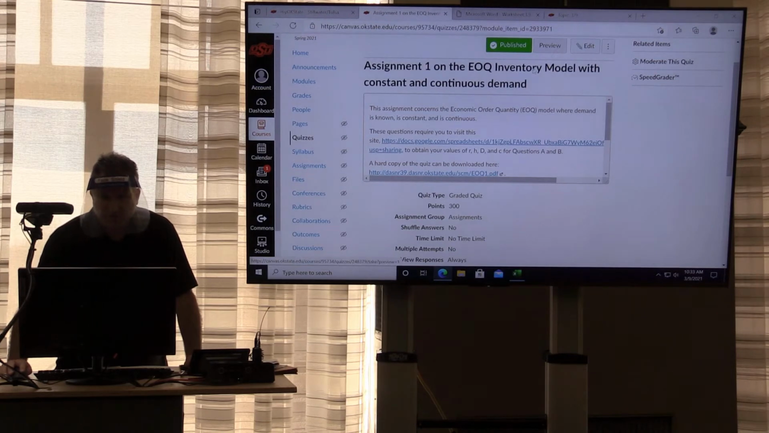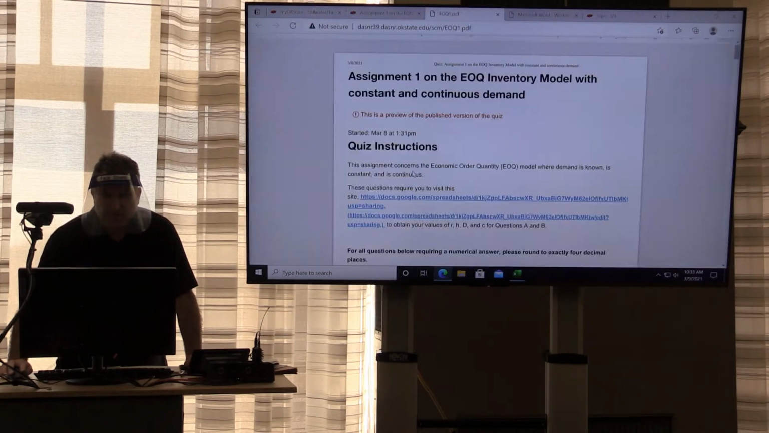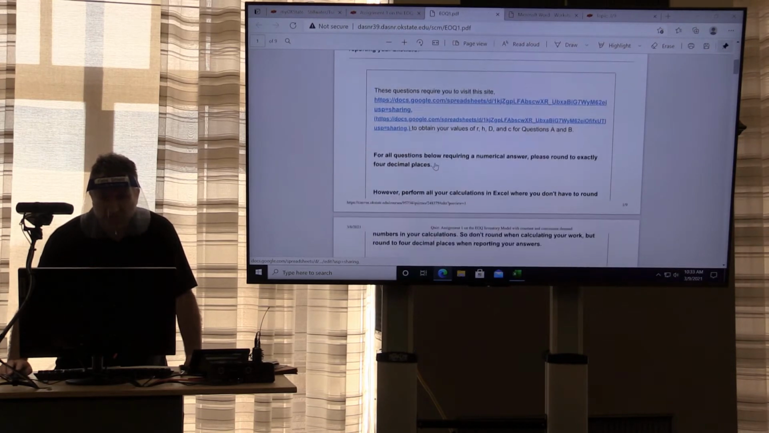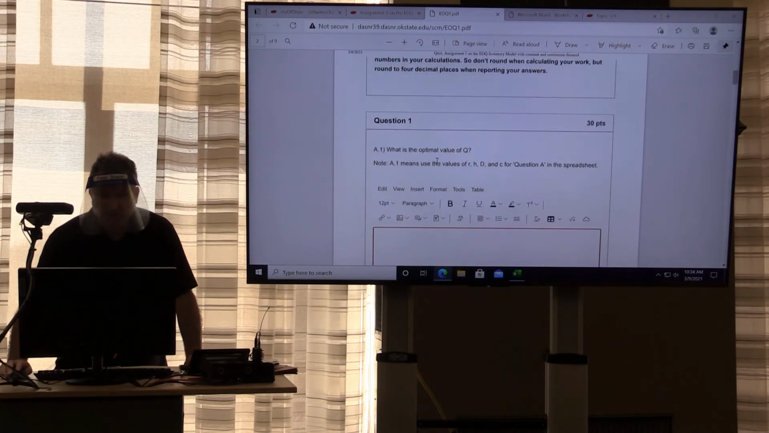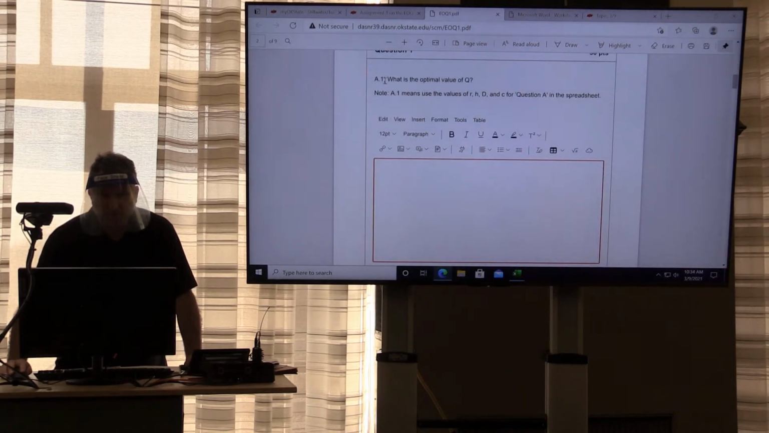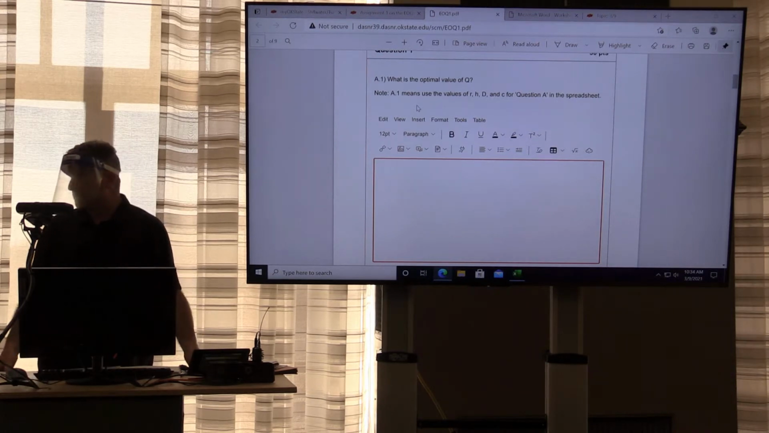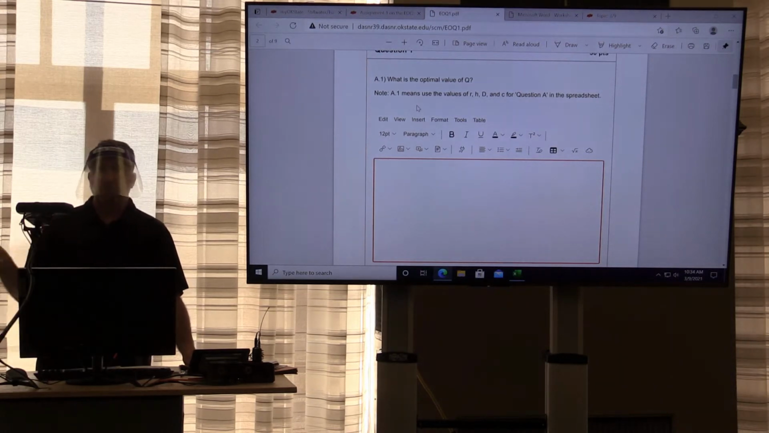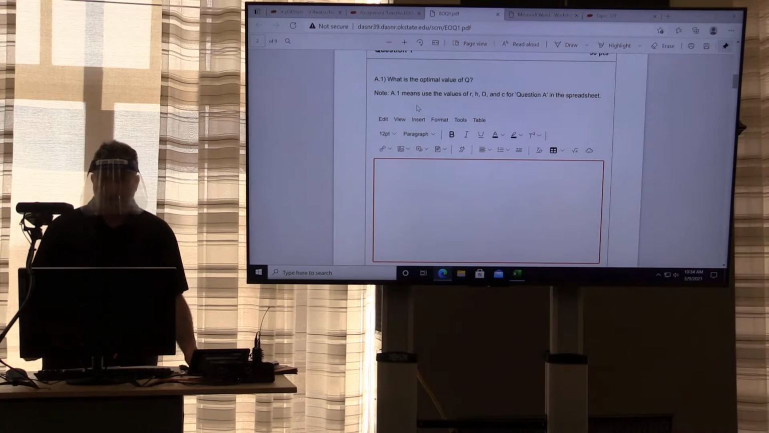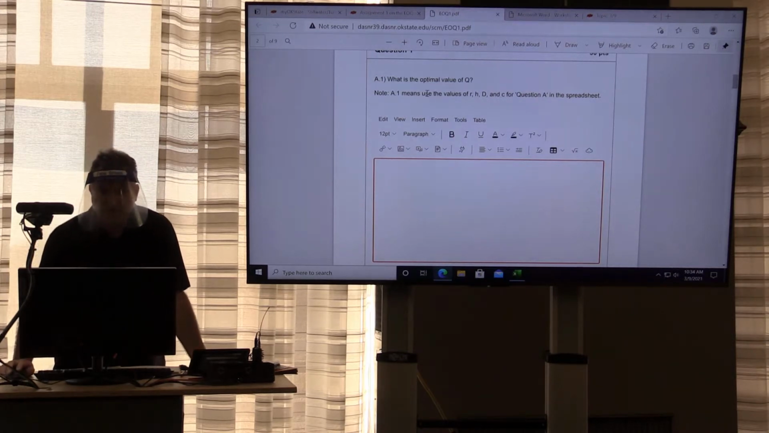So the hard copy is saying, okay, go get your values for question A. So this is A.1, and it says A.1 means use the values of R, H, and D, and C for question A in the spreadsheet. There'll be a row with your name, and it says question A. Use the values of R, H, and D on it. And it's going to ask you, what's the optimal value of Q? And you're just going to put an answer there.